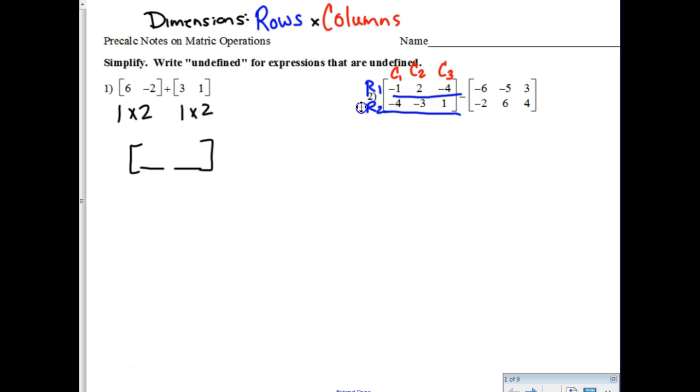Now how you add them, it's pretty self-explanatory once you see the first one. You just add the comparable parts together. So 6 plus 3 is going to go in our 1, 1 position, which is 9. And then negative 2 plus 1 goes right there, negative 1.